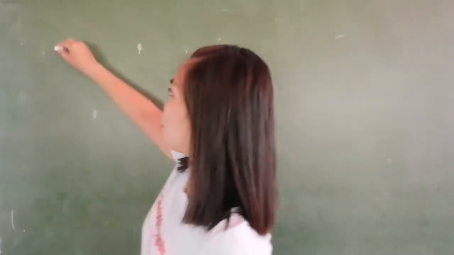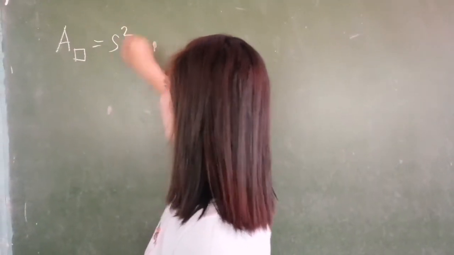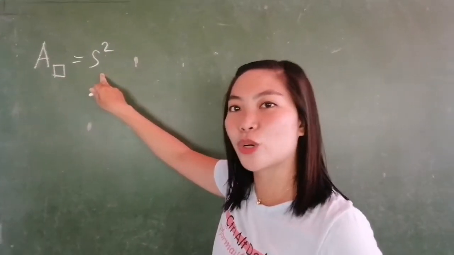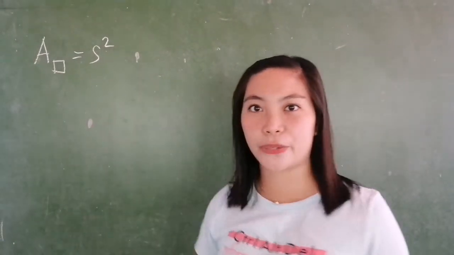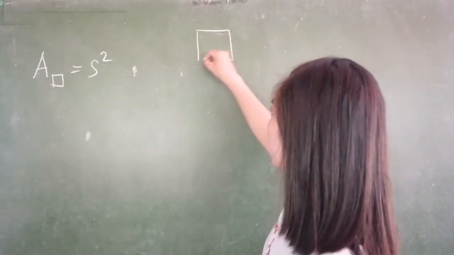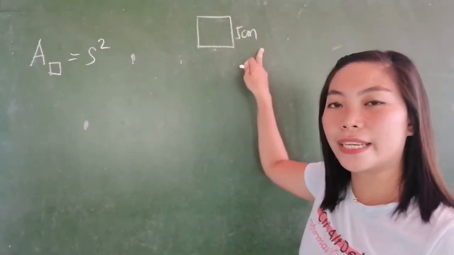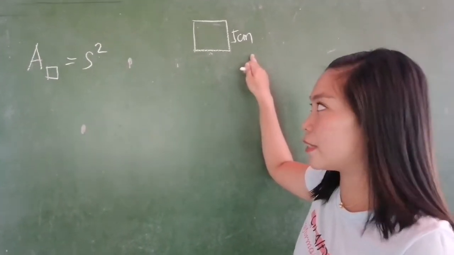Now, let's proceed to the area of a square. So, the formula in finding the area of a square is S squared. So, whatever the measurement of one side of a square, we have to square it. So, for example, this is a square and it measures 5 centimeters. Yung one side ng square natin measures 5 centimeters.